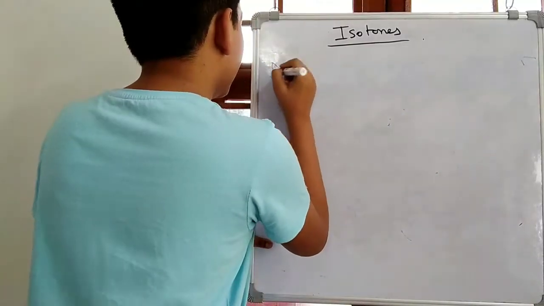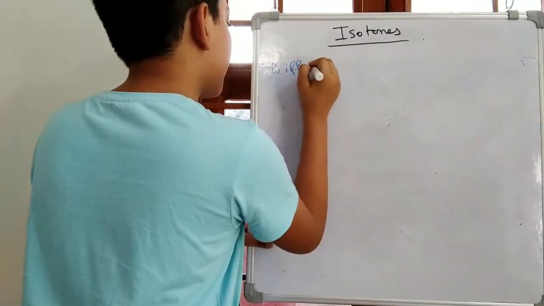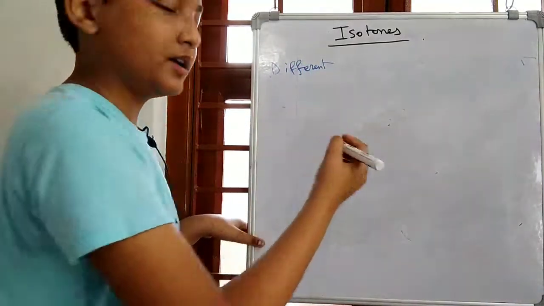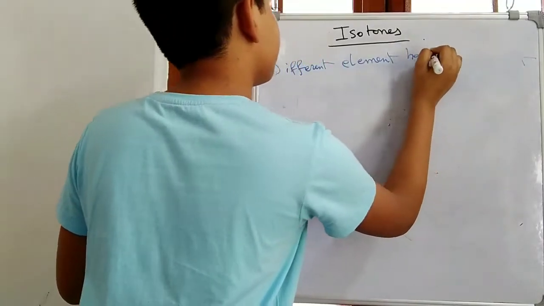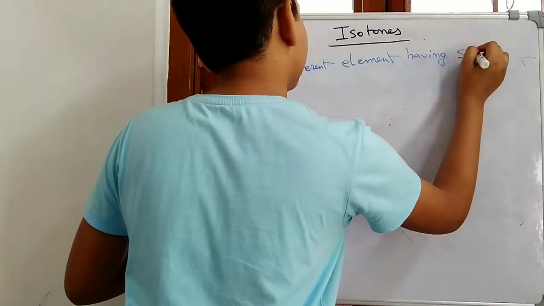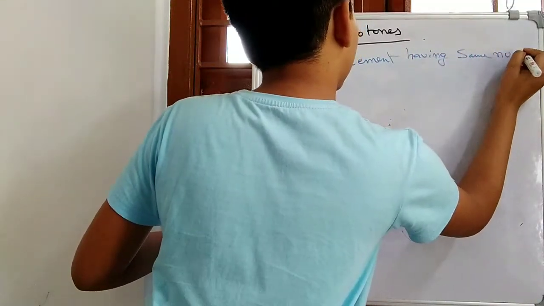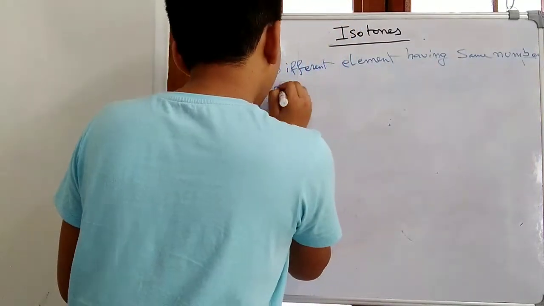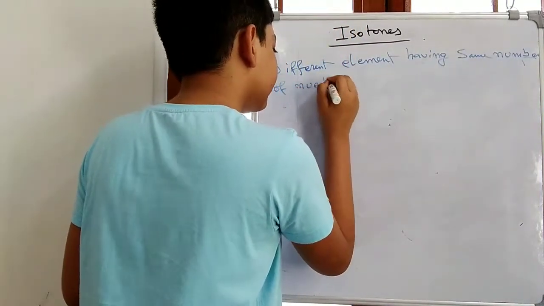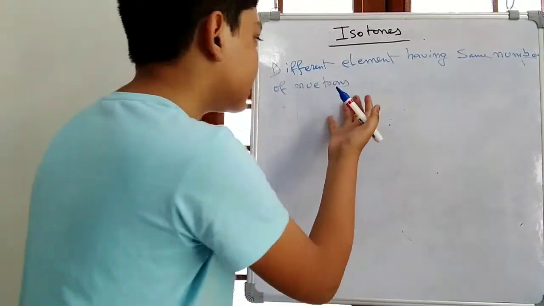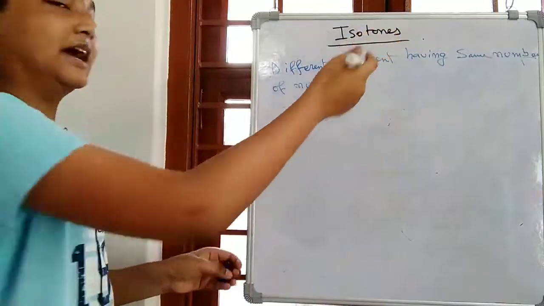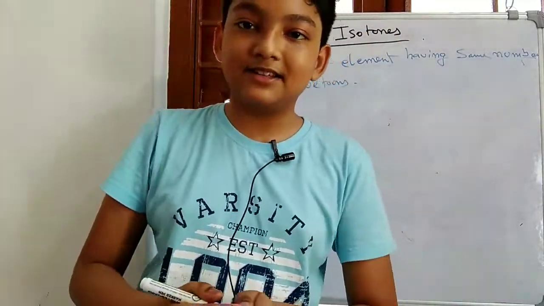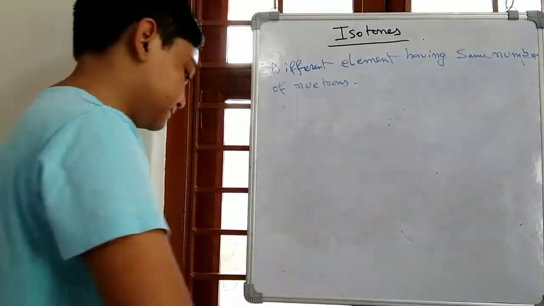Different elements having the same number of neutrons is isotones. Different elements having the same number of neutrons is the isotones. Simple, just write like this.